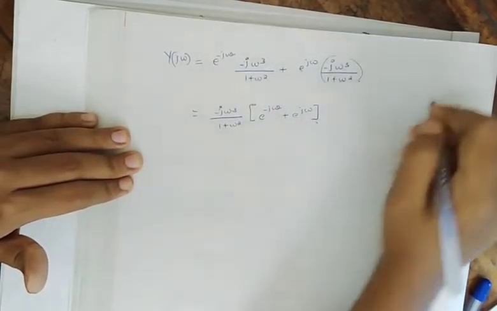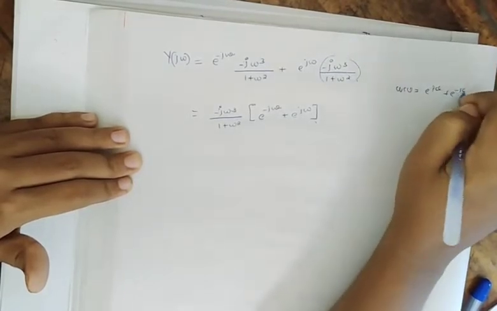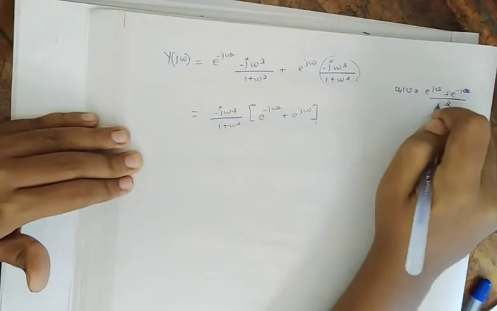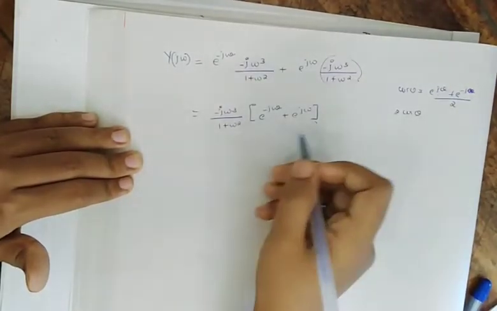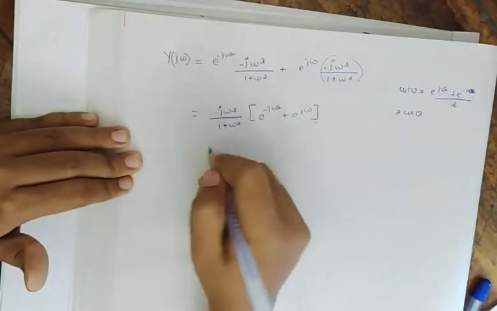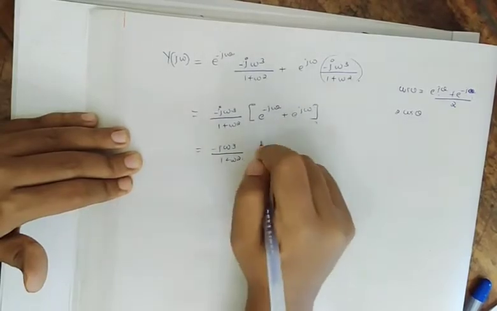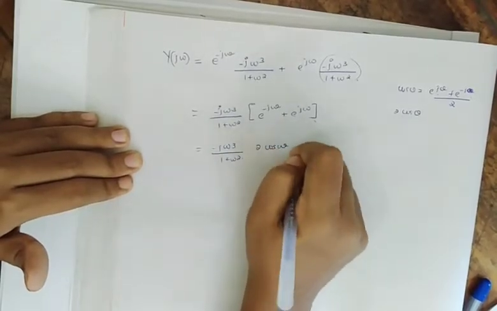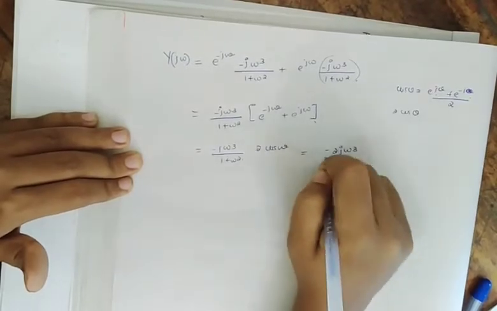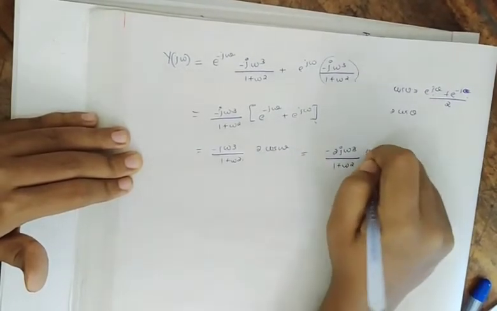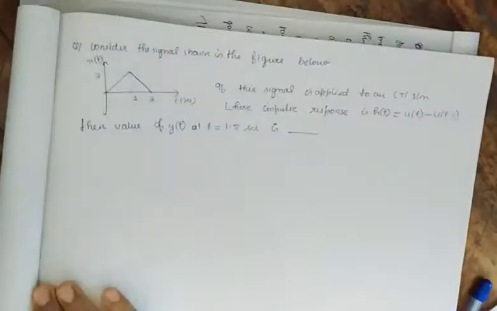So what is it? Cos theta is equal to e raised to j theta plus e raised to minus j theta divided by 2. So what is e raised to j theta plus e raised to minus j theta? It will be 2 cos theta, right? So instead of theta we have omega here. So it will be like this, j omega divided by 1 plus omega squared, and instead of this we will write 2 cos omega. So the final answer is minus 2 j omega cubed divided by 1 plus omega squared times cos omega. Okay, so that is it. Now let's do the next question.